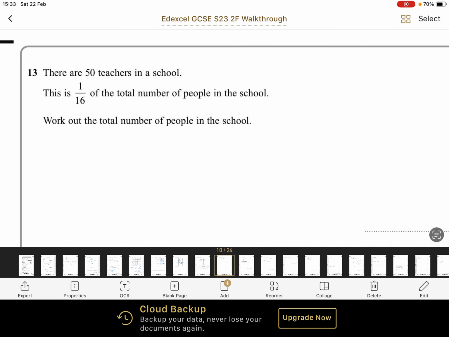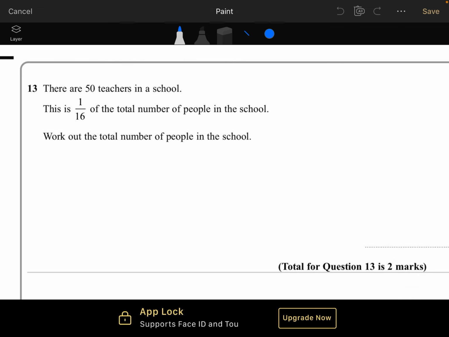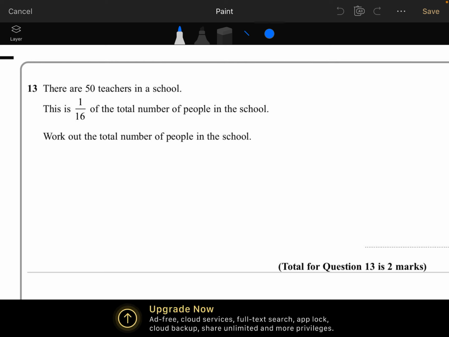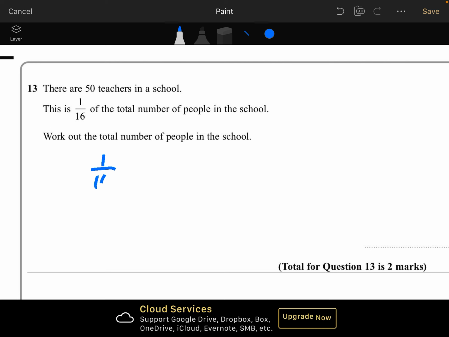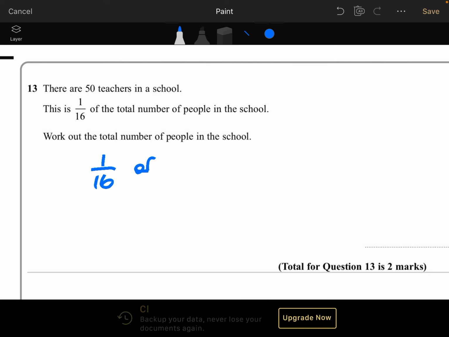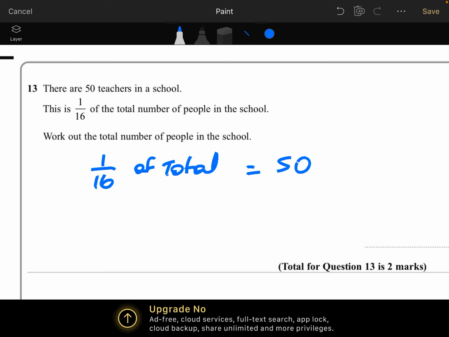Question 13. There are 50 teachers in a school. This is 1/16 of the total number of people in the school. Work out the total number of people in the school. So 1/16 of the total equals 50. So the number of people in the school must be much bigger than that.